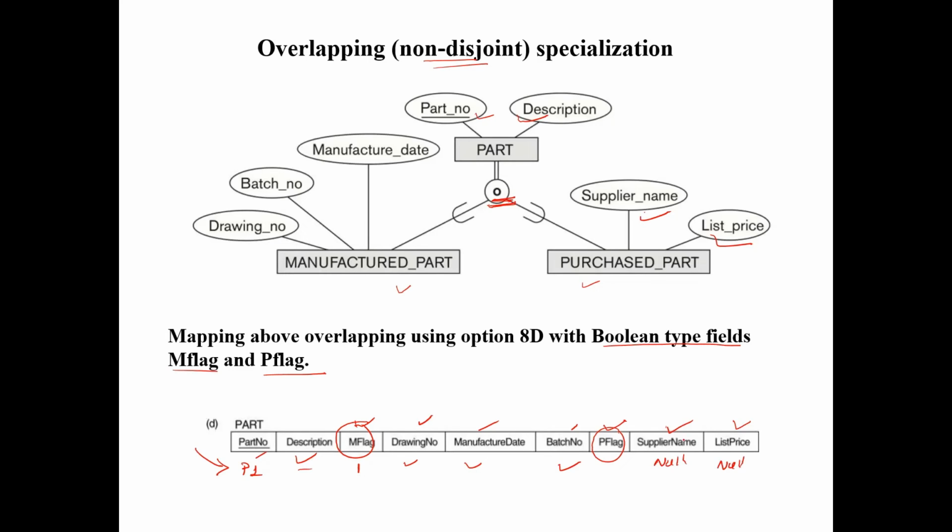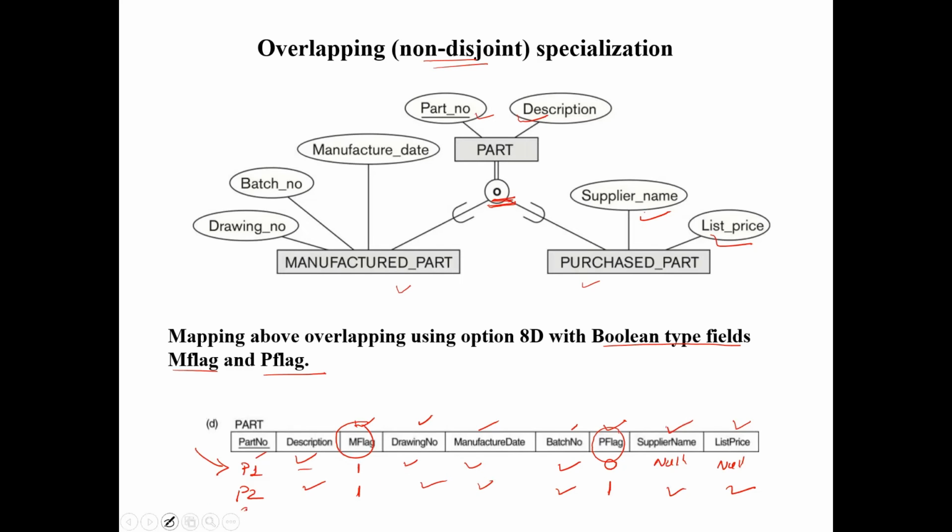Okay, because it is not a purchase part, the P flag will be 0. But if the particular part P2 is purchase as well as manufacture, then we can put 1 here. Then that time there will be all the attributes of both the subclasses. So in this way, we can consider this P flag and M flag.